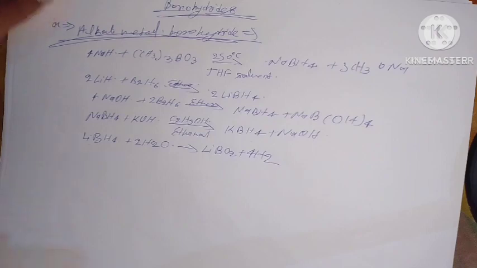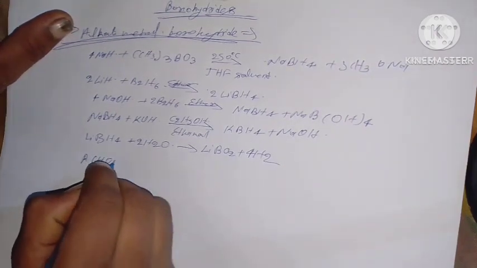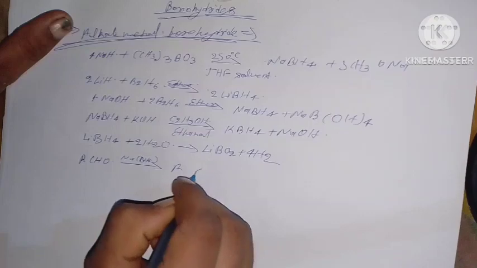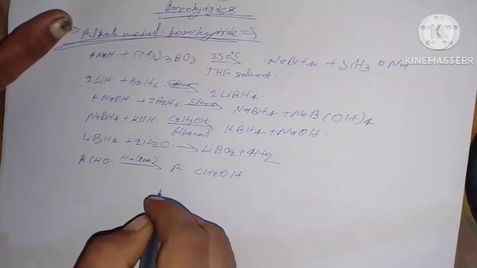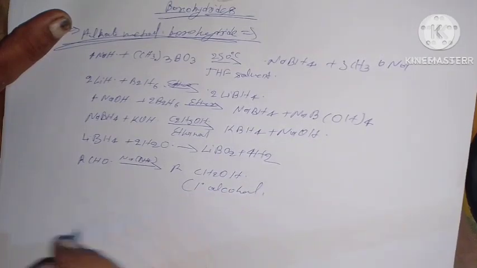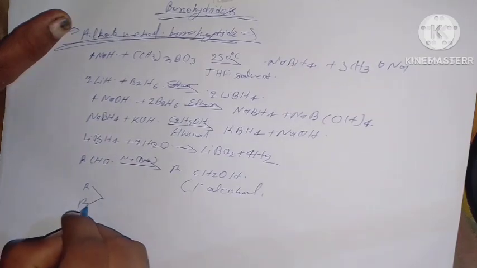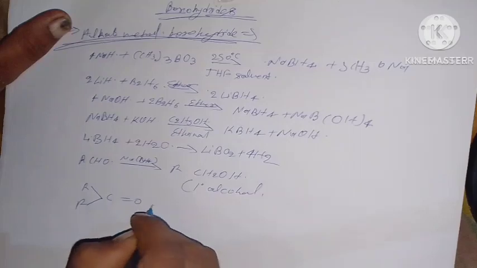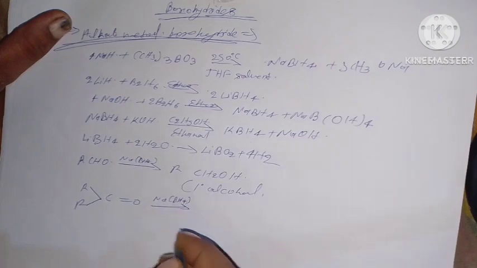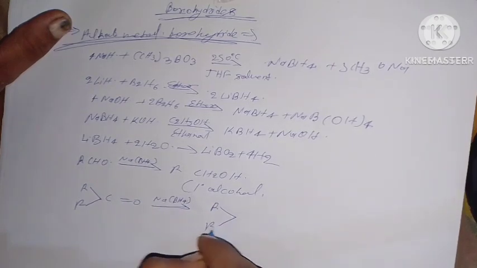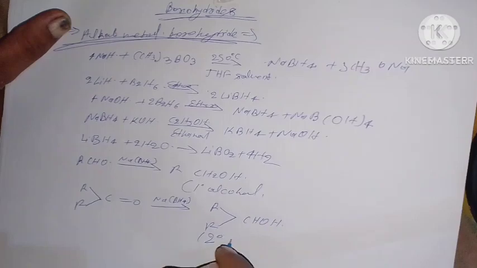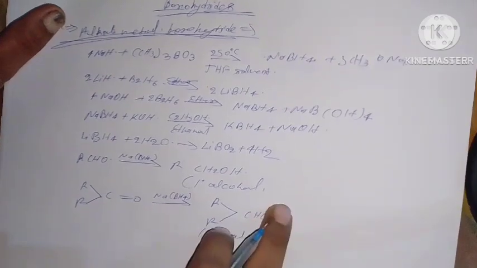RCHO with NaBH4 gives RCH2OH, a primary alcohol, that is 1 degree alcohol. R2C=O with NaBH4 makes R2CHOH, a secondary alcohol, that is 2 degree alcohol.